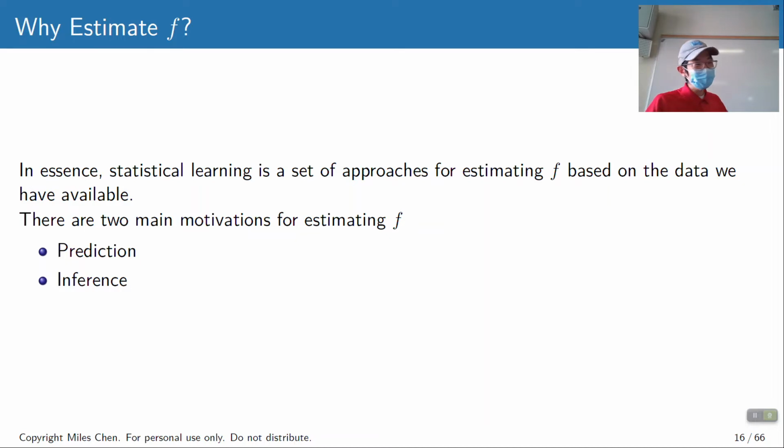So anyway, what are we doing? What's the whole point, right? Statistical learning is how do we estimate that function f, the true relationship, based on the data that we have? And our two big motivators are, we want to use f to make predictions, right?